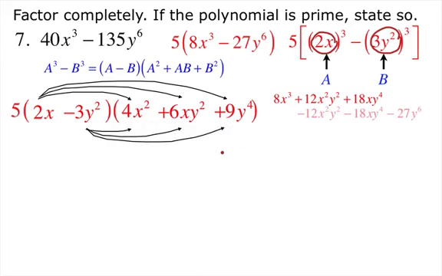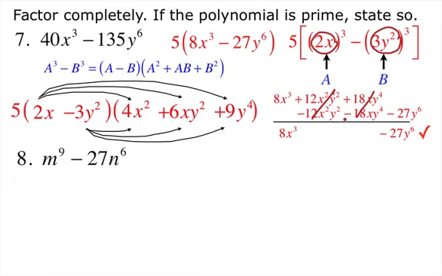This is what you get. And notice that these go away. So these go away, and this matches the original binomial they have inside the parentheses. And then if you multiply this by 5, you end up with the original binomial. So here's number 8.